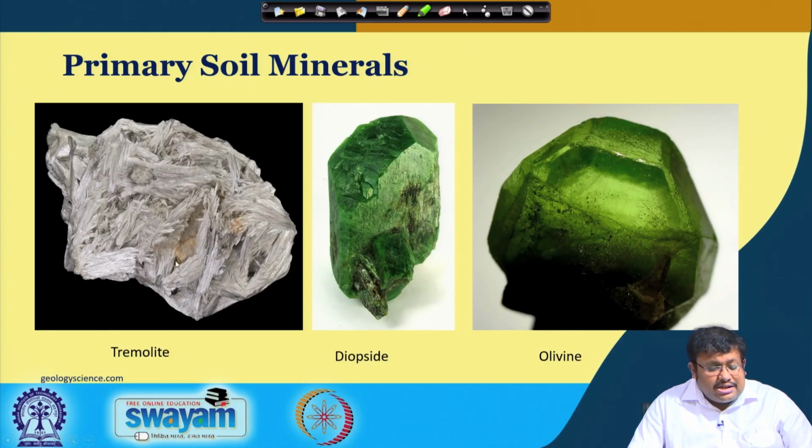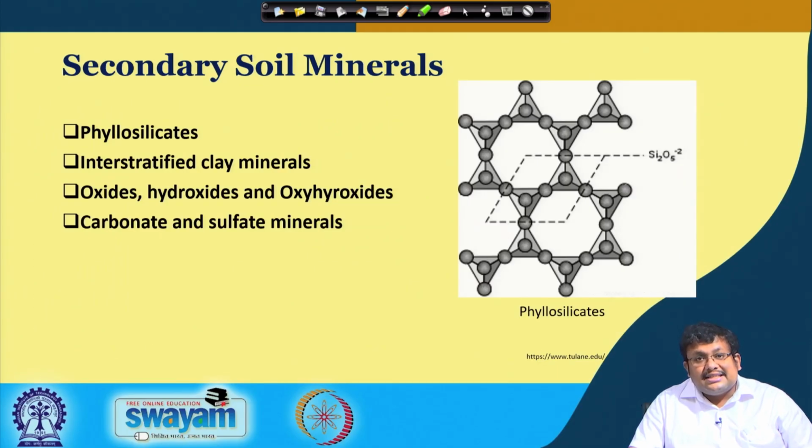This is an example of tremolite. As you can see, this is diopside and olivine, all these are primary minerals. All these primary minerals form the skeleton of the soil, that means the sand and silt fraction. Whenever we go from the primary minerals to the secondary soil minerals, the chemical nature gets changed. Remember, these primary minerals maintain their chemical composition irrespective of their size. They maintain the original chemical composition of the rocks from which they developed.